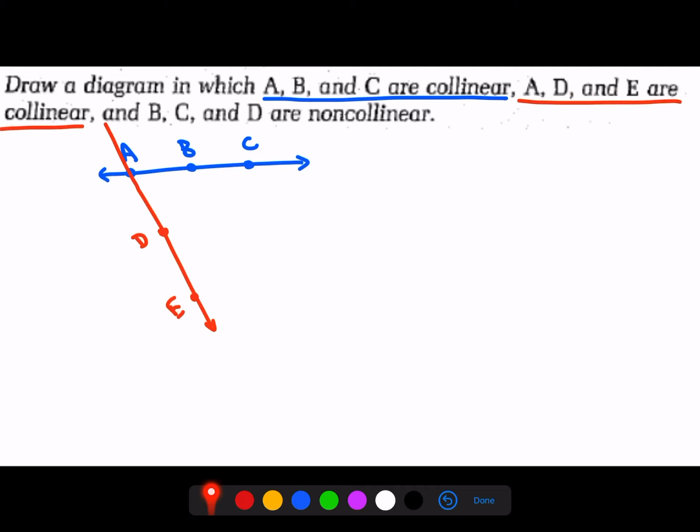Lastly, we just need to make sure that this is true. Points B, C, and D, all three of these points are non-collinear. Well, let's see. B and C lie on the same line, meanwhile D does not. So that's in fact true. All three need to be on the same line for them to be collinear. Since they do not, those 3 points are non-collinear. All right.